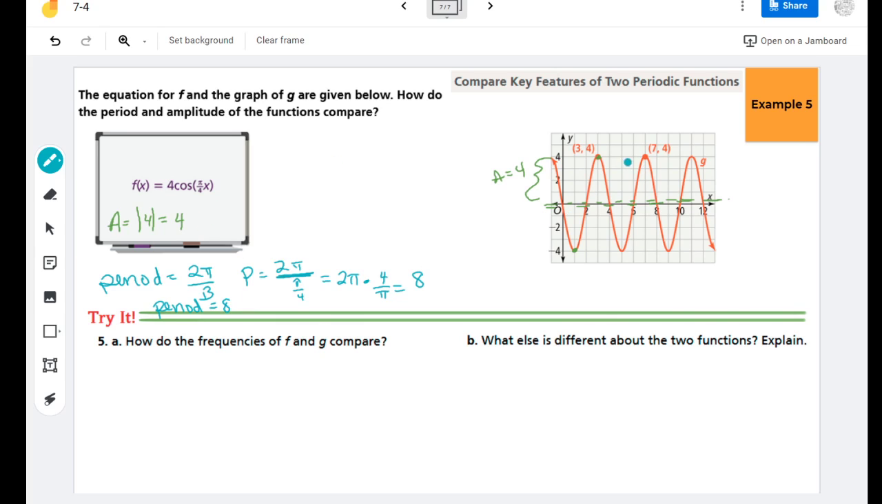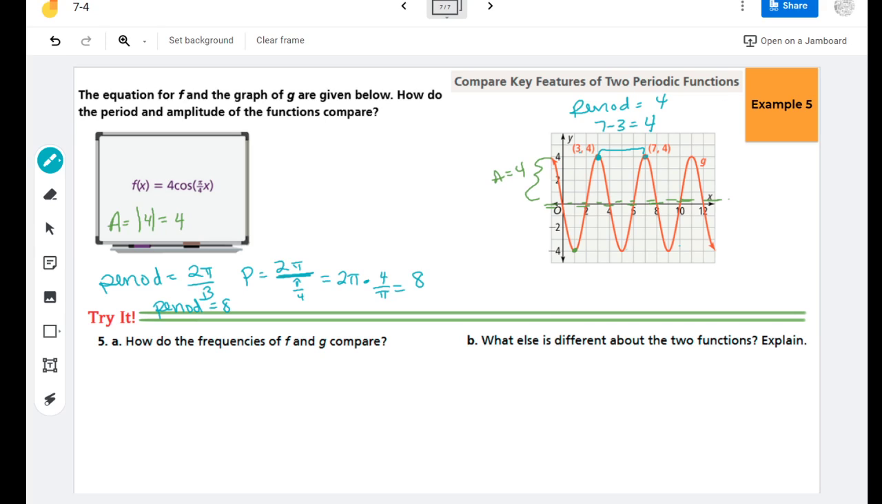On a graph, what I recommend doing a lot of times is going from peak to peak or trough to trough. Some people like to repeat the pattern. They give us some anchor points here at trough to trough, so I'm going to count on that. This distance on the x-axis, going from 3 to 7, is 4. So this one has a period of 4. Now let's talk about the frequency.